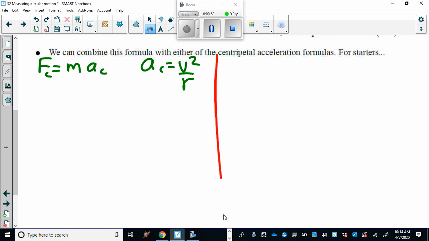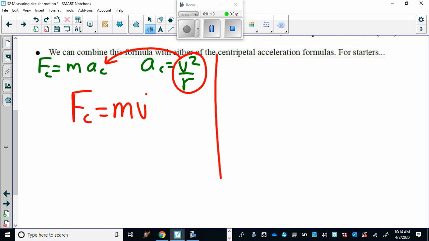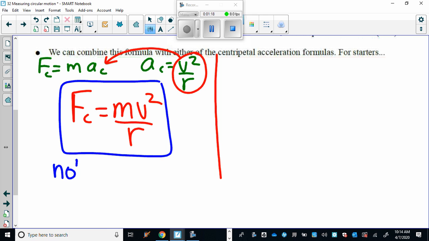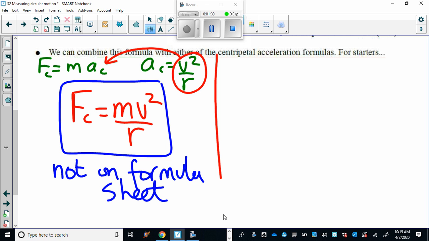We can see that if we take this value here and put it in here, we get a new formula, and that formula is F_c equals m v squared over r. This is not on your formula sheet. It's one you should memorize. You'll use it a great deal in physics 20, and you will also use it in physics 30. The centripetal force equals the mass times the velocity squared divided by the radius.